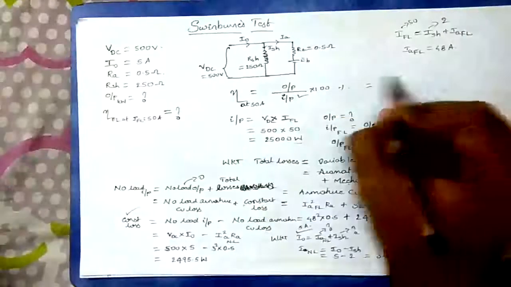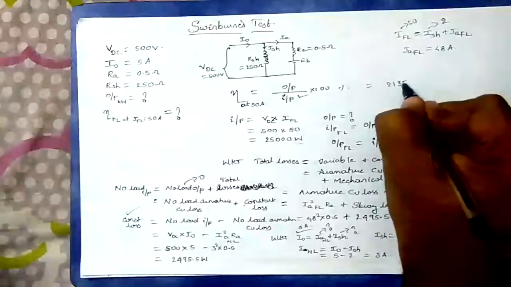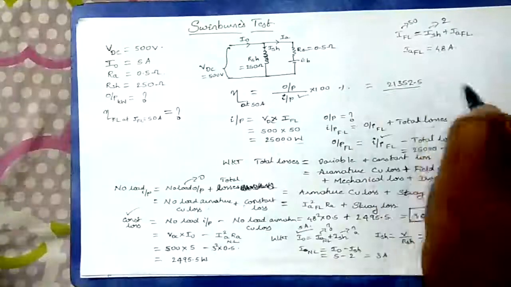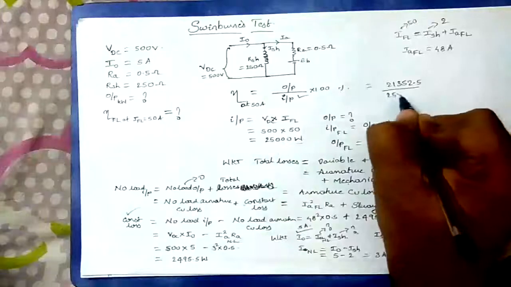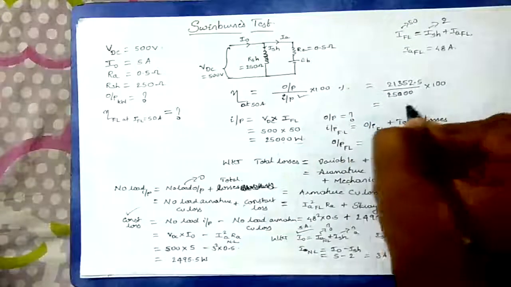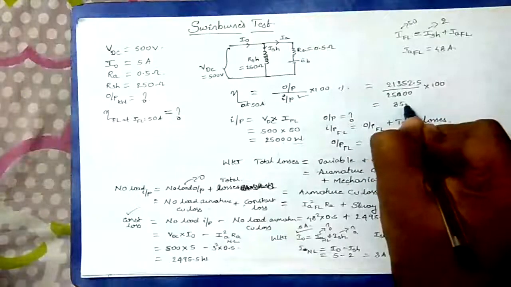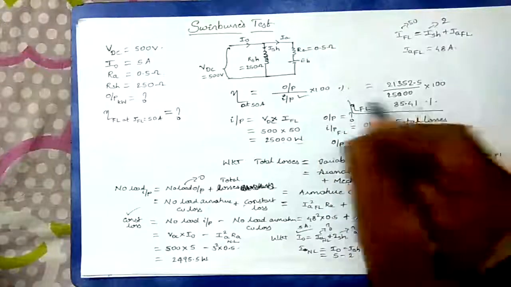Once I get output as well as input, I can directly substitute in the efficiency formula. Output is 21,352.5 divided by input, which is 25,000, into 100, and the answer will be 85.41%. This is the efficiency at full load.